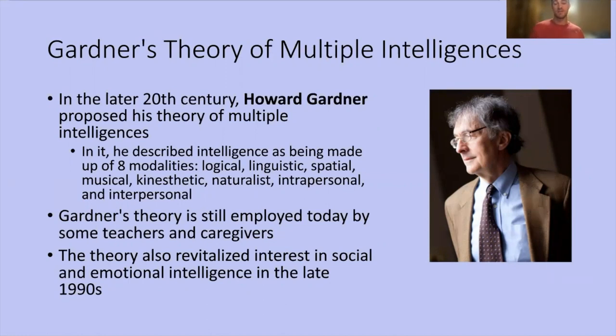Gardner's theory is still employed today by some teachers and caregivers, and a lot of people use it, especially when they're coming up with caretaking plans for growing children. And the theory revitalized a lot of interest in social and emotional intelligence in the late 1990s. Because again, that was something that was not even considered in the early 1900s and the late 1800s.